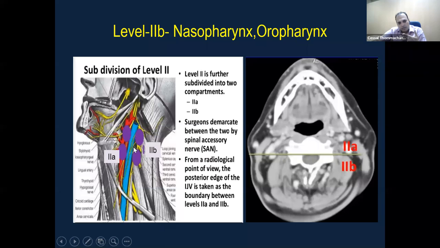Any nodes posterior to the internal jugular vein, that's how you see in CT, that is level 2B. And nodes anterior to the internal jugular vein, the posterior limit of the internal jugular vein, that is level 2A. And why you need a level 2A and 2B is again a matter of discussion in the radiological, in the oncology forums.